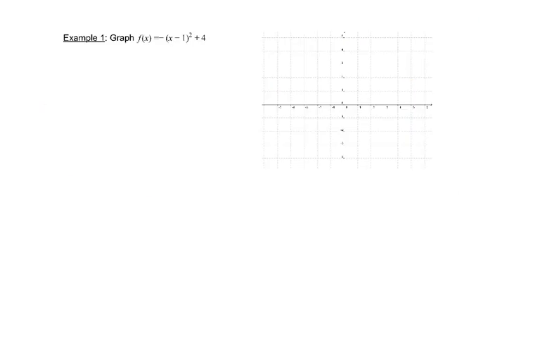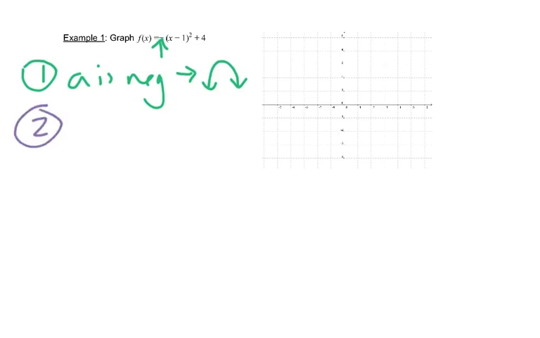So let's try that. So here's an equation. The first thing we see is that there is a negative in front of the parentheses. So this is telling us a is negative, and that tells us that our parabola, our U, should open down. The next thing is that this is in standard form, and that tells us that our vertex is read directly off of here.